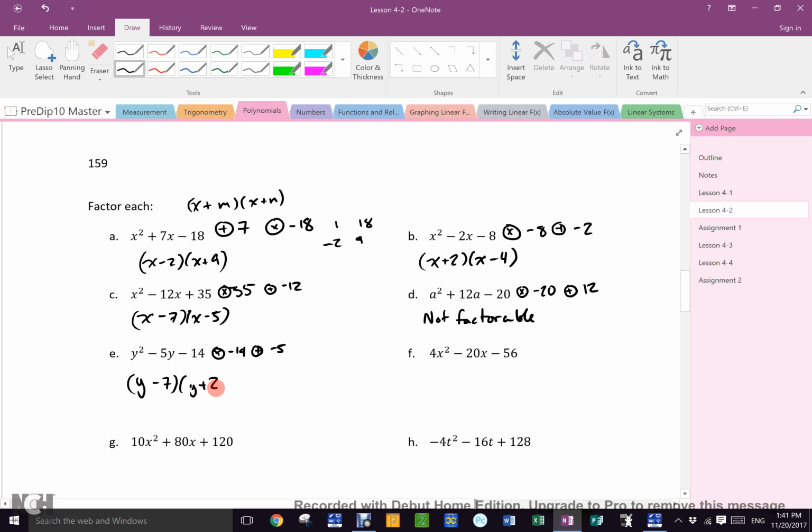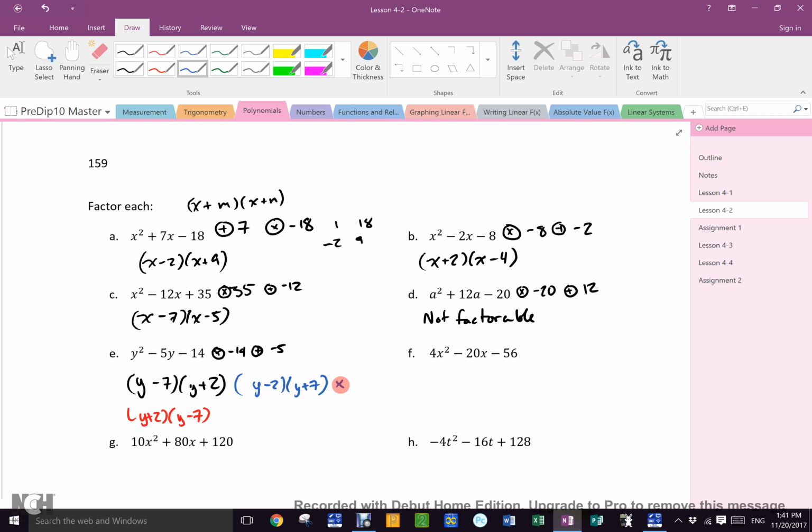Negative 7 and positive 2. Now, does it matter if I change this order? No. That's okay. Can I change this order? Is that okay? No, because he changed the negative to positive. Oh, okay. Everybody cool? Yeah.